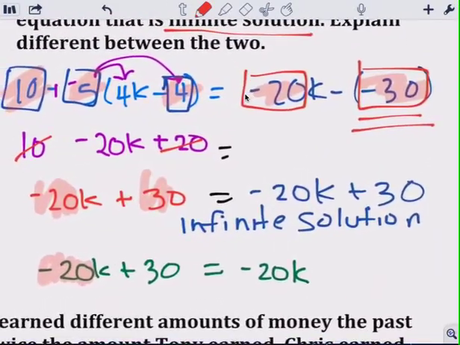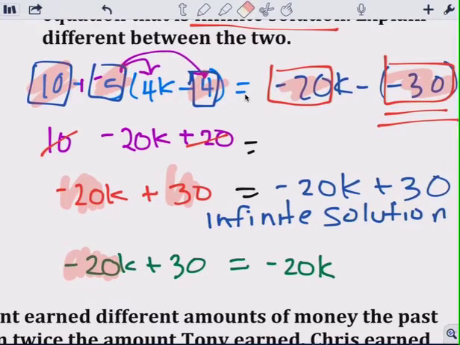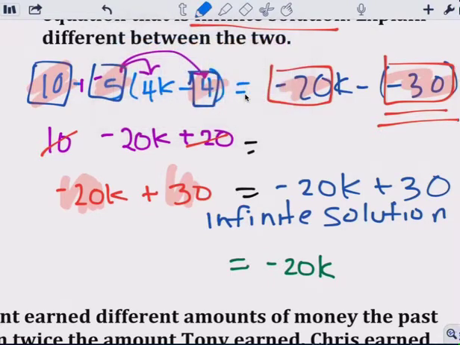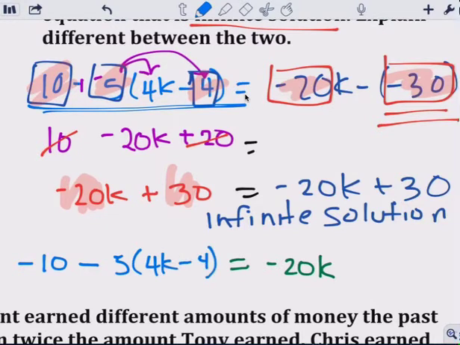exactly alike. So we know for sure, let me erase this, we need to keep it the same as up here. That's 10 minus 5 parentheses 4k minus 4. So that would be back to our original. We want to make this the same because we want to know the missing number.